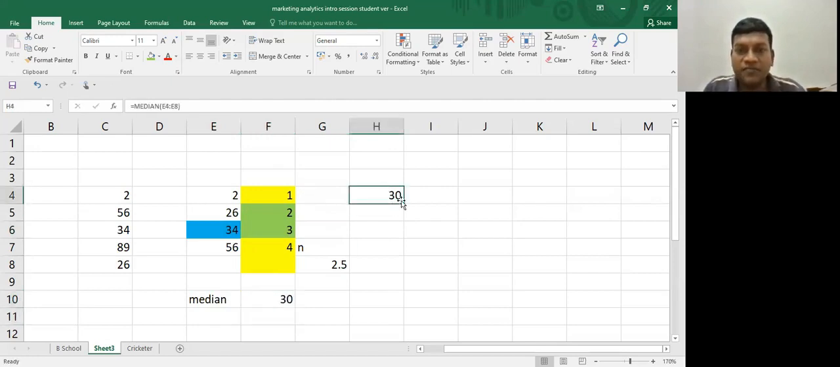And this formula has actually corrected itself automatically. Okay, let me just look at it. Is equal to median.